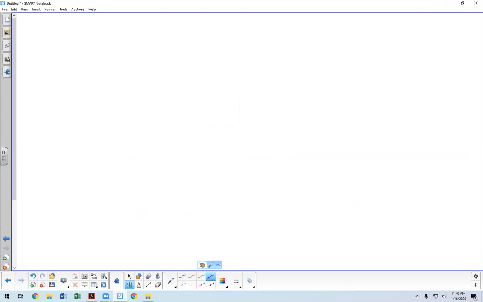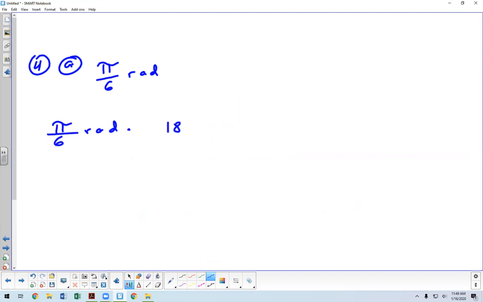This is number 4. Part A, what are we looking at? Pi over 6. And of course, this is in radians. So 180 degrees on the top, pi on the bottom. What did we end up getting for this one? 30 degrees. 30 degrees, yeah.